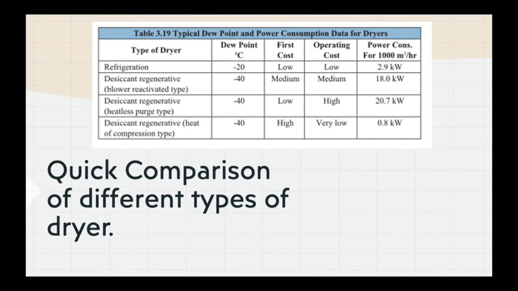Now let's study the final type of dryers, which are heat of compression type dryers. In that, though the fixed cost is high, the operating cost is almost negligible, that is 0.8 kilowatt hour per 1000 meter cube of air which has been made to pass through it. So I think you all must be clear with the types of dryers.